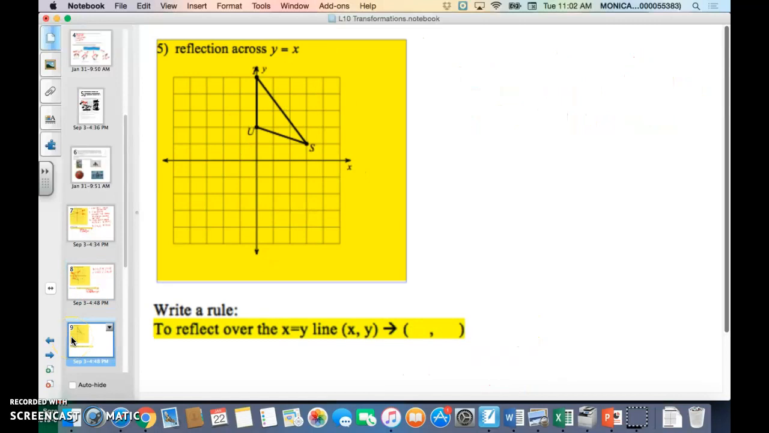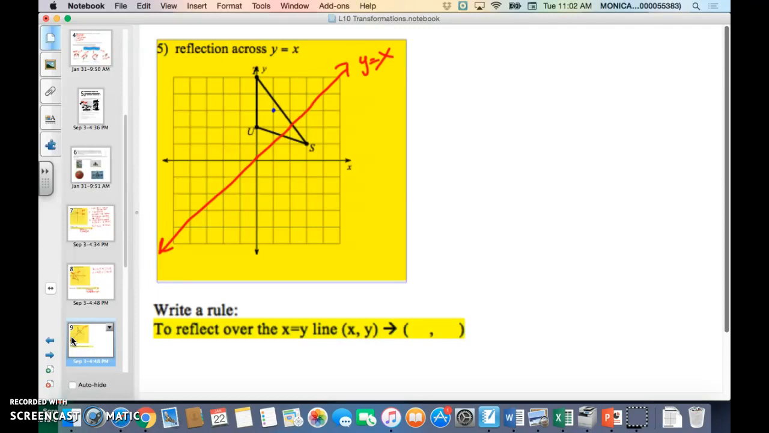Okay, number 5. Let's go ahead and flip to number 5. Now we're going to reflect across the y equals x line. So if you remember this from back in the day, the y equals x line is actually a diagonal line that cuts the graph this way. Okay? So this is the y equals x line. So once again, you're going to want to flip across the y equals x line, but remember it has to be at a perpendicular angle. So it's going to kind of go to here.